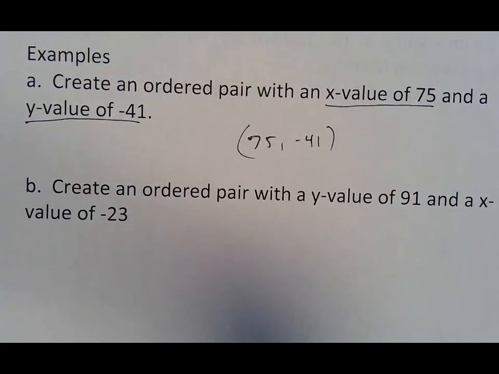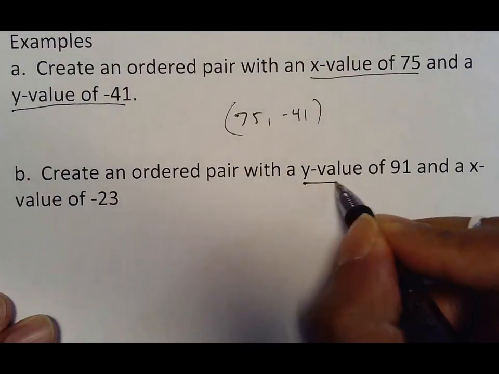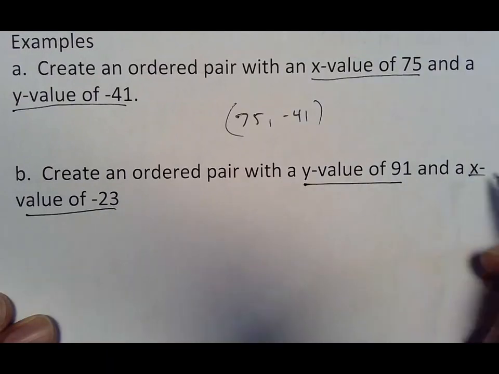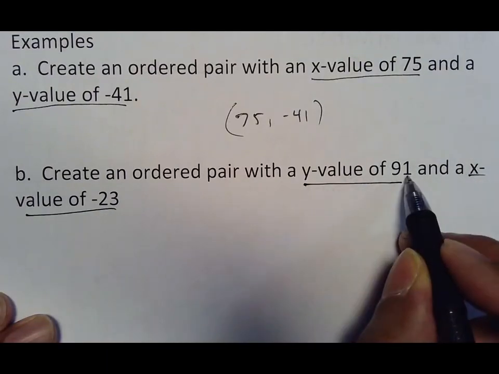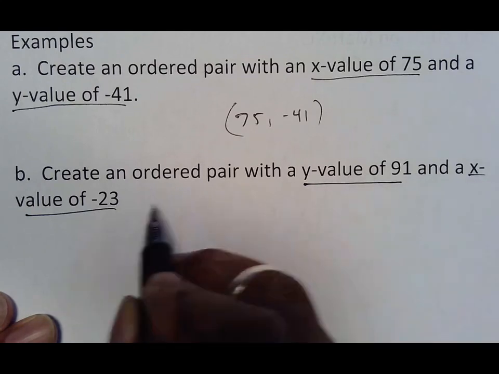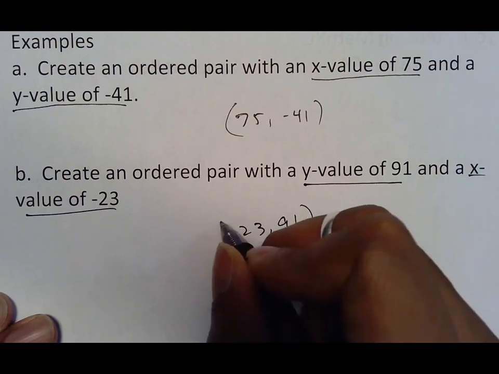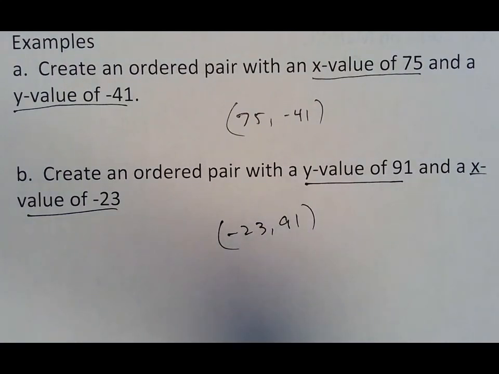And that's it. Because you're also going to see some where you have to be careful: create an ordered pair with a y value of 91 and an x value of negative 23. So that means that 91 doesn't go first because that's y. You got to start with x. So my x value is negative 23, my y value is 91, and there we go. So that's all you're going to do to start that homework assignment.